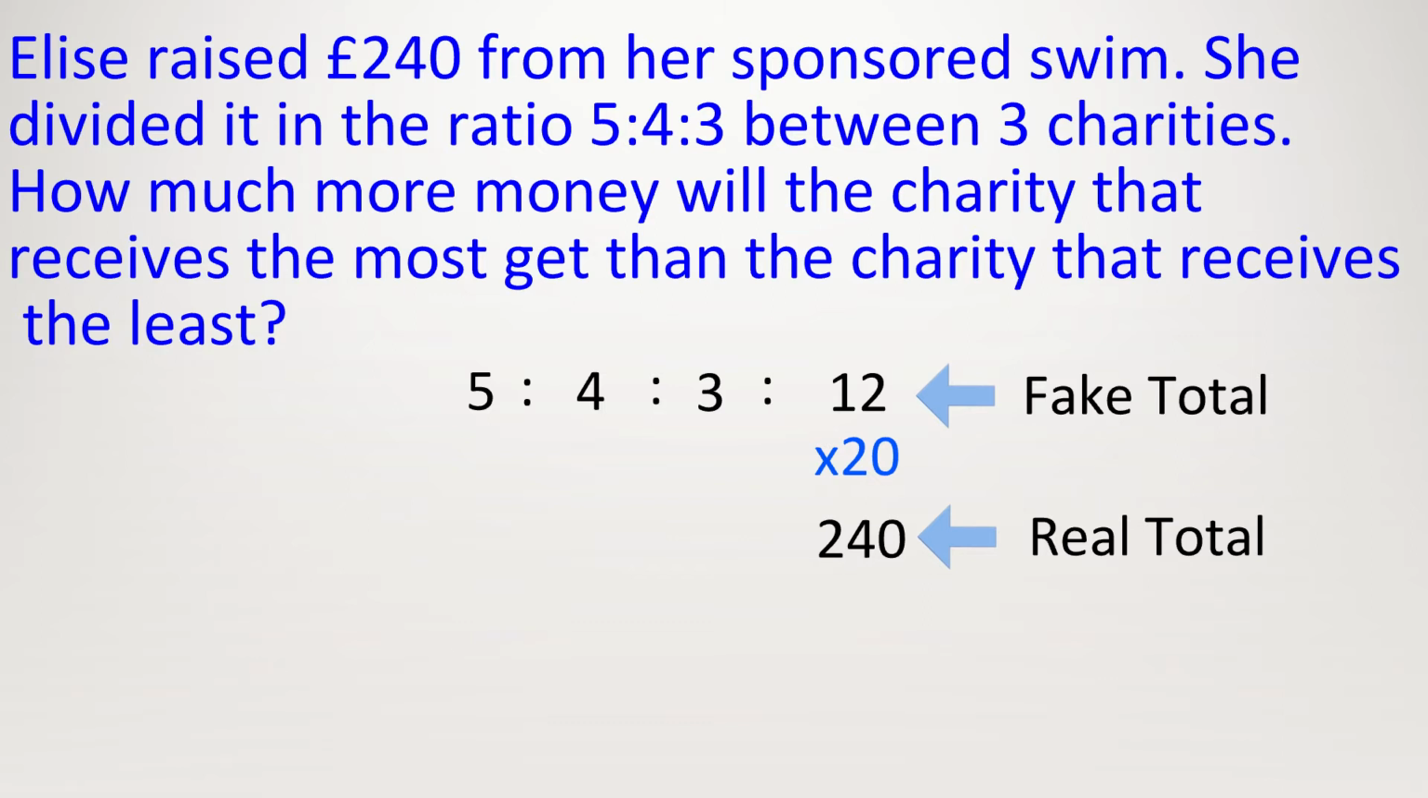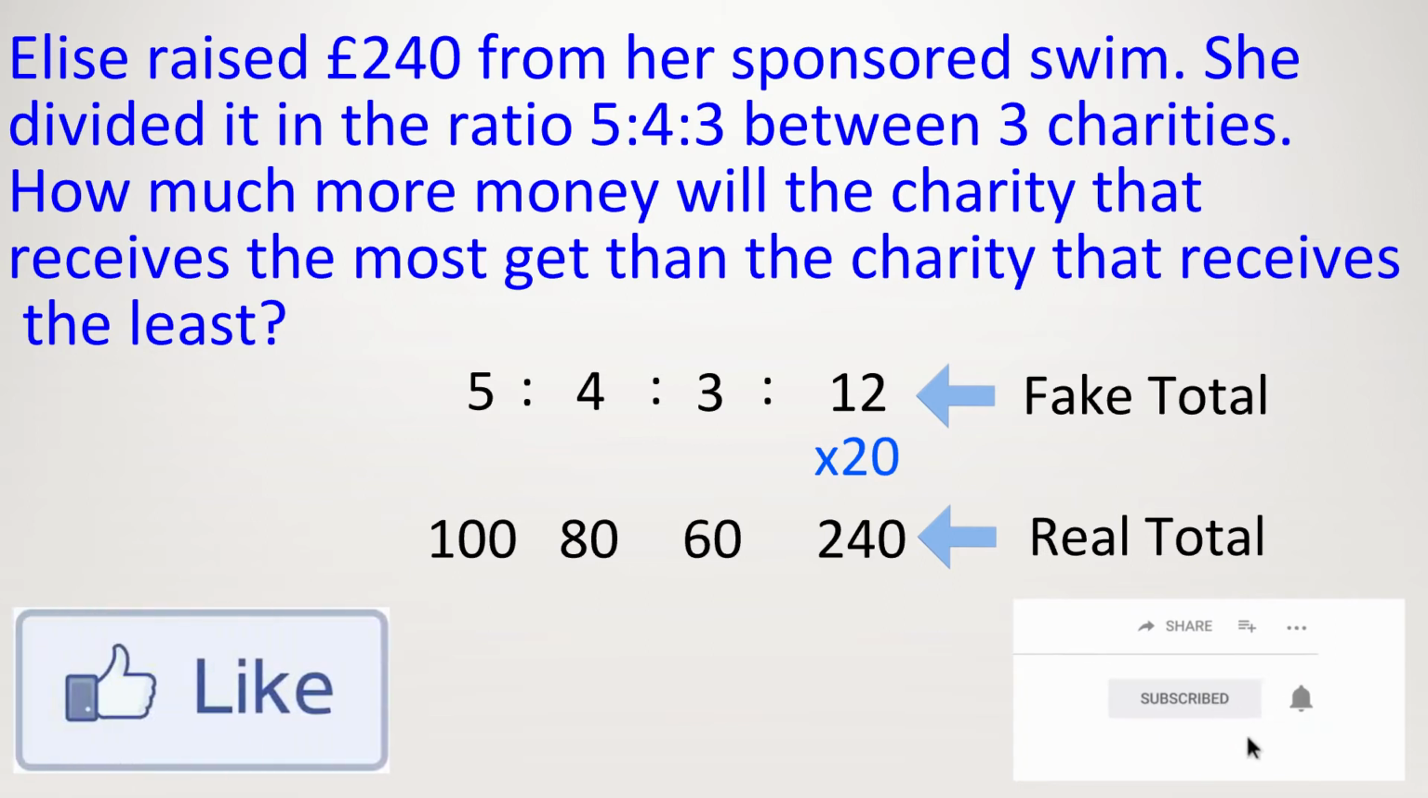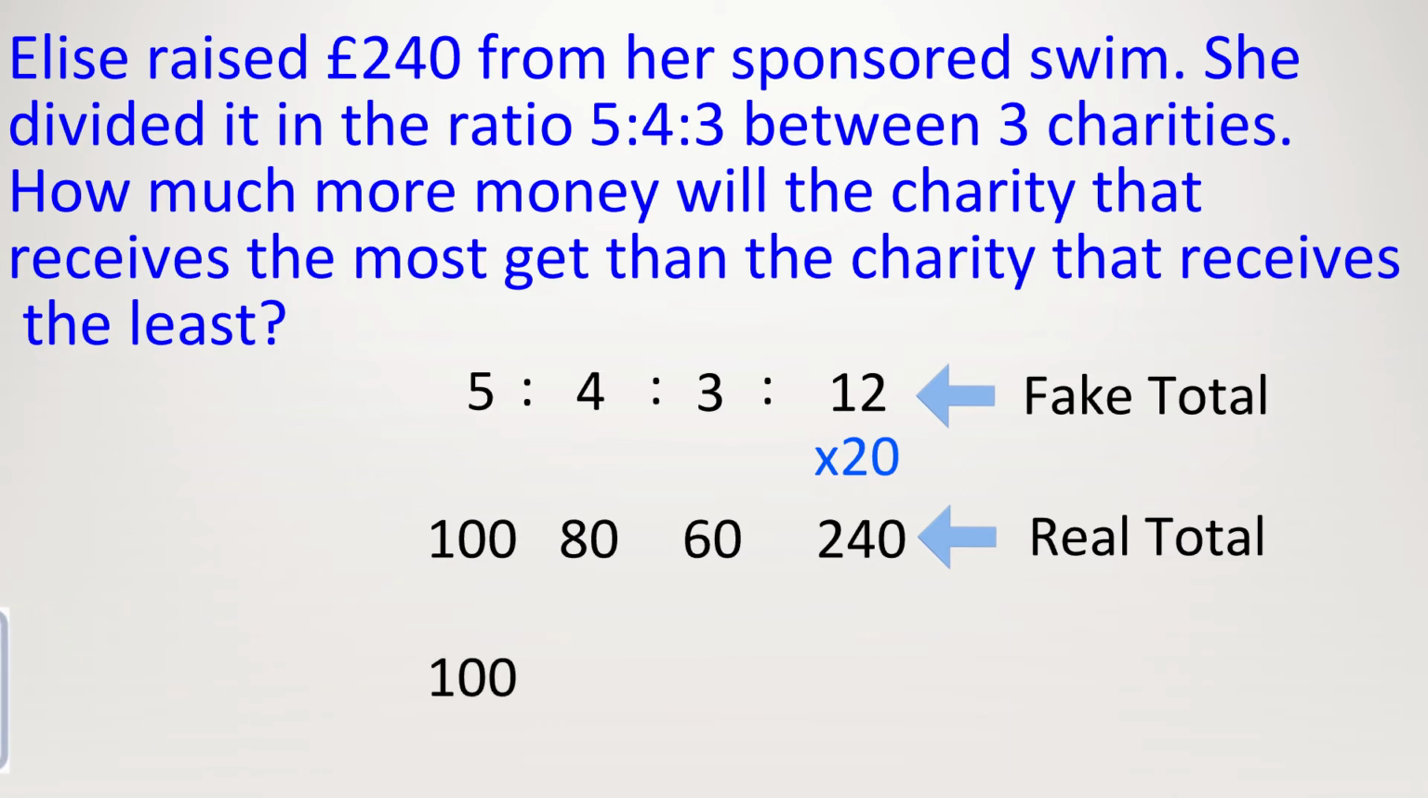How do we go from 12 to 240? Times by 20. So you do the same to 5:4:3. 5 times 20 is 100. 4 times 20 is 80. 3 times 20 is 60. Now it is just one more step. We compare the charity that got the most with the charity that got the least. One charity got £100. The other charity got £60. Now we compare the difference. 100 minus 60 is 40. So the answer is 40.